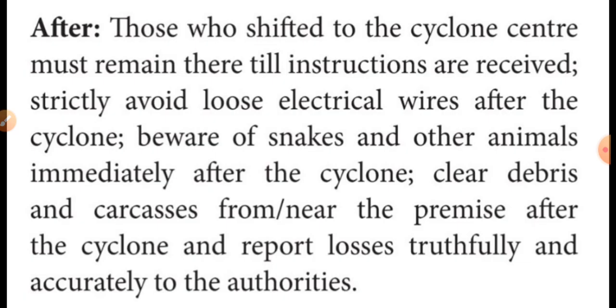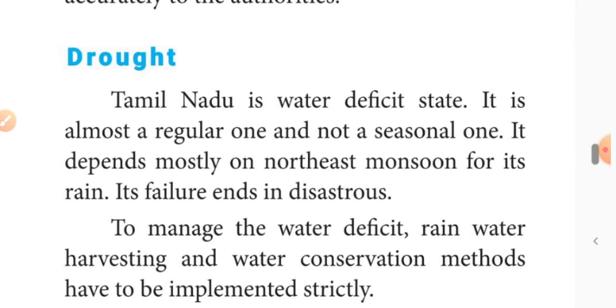Then the next important disaster is the drought. Tamil Nadu is a water deficit state. Deficit means scarcity. In the seasonal, that means during the summer season, some areas will be affected by drought. In the northeast monsoon we get the seasonal rainfall, but when the rainfall fails, some of the areas will get drought. Then we should manage the drought, so we should do rainwater harvesting and we should conserve the water.